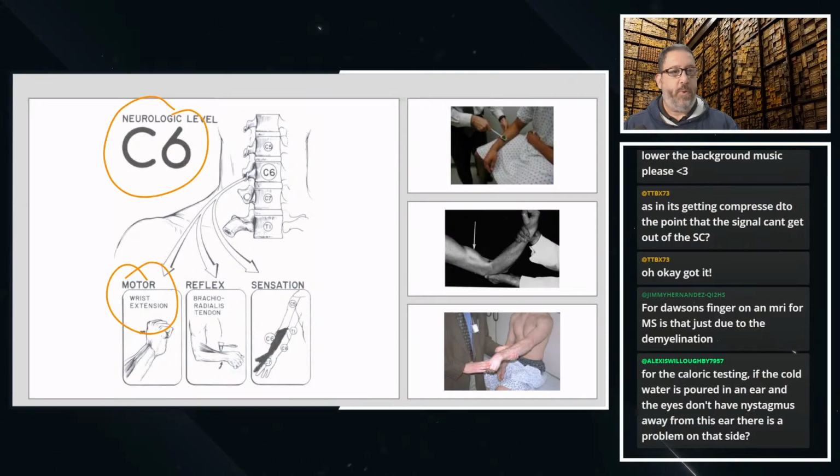You're going to have to know this for ortho as well, the nerve roots and stuff. So you're going to get it in both classes. It'll repeat.